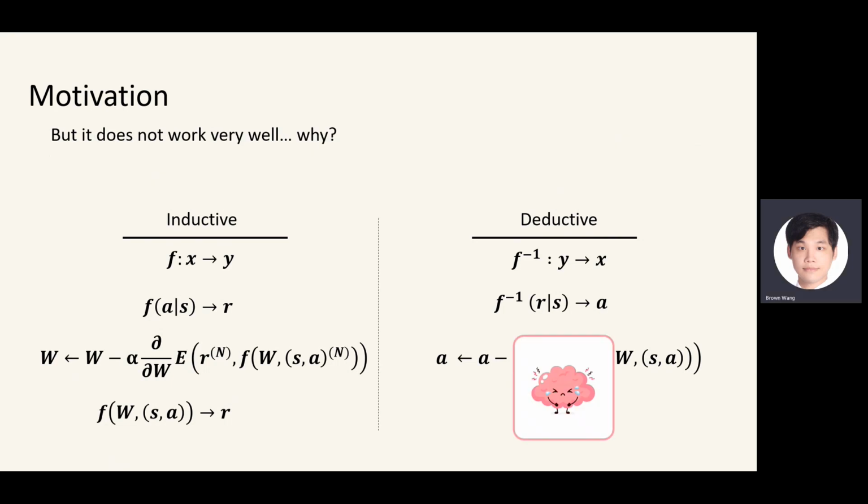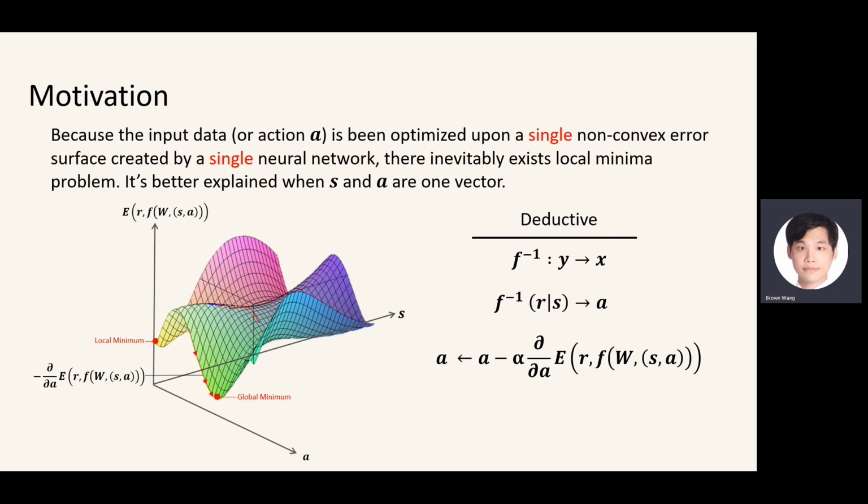However, things don't always go well as we expected. The question is why? After a few investigations, we found the main reason behind this failure is that when the actions are being optimized under the neural network, the actions are in fact performing gradient descent upon the error surface created by this single deep neural network. This issue is better illustrated when the state and action are each only one vector. We can see from this left picture that when the state is fixed, the actions are performing gradient descent upon this error surface, and there will inevitably be local minima. So now we are going to talk about how we solve this local minima issue.